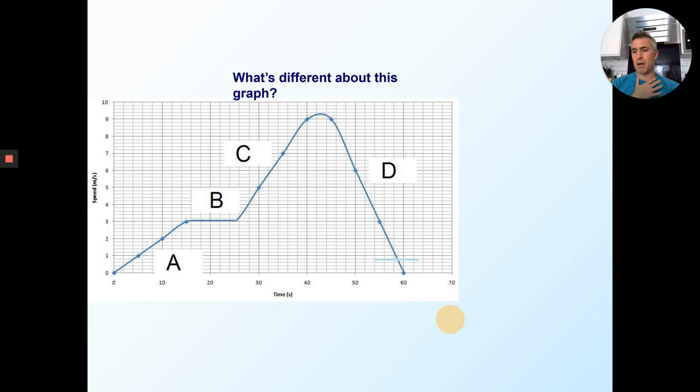What's different about this graph? So what's the difference between this graph and the graph that we looked at before? It's the axes, you say? Yes, correct. The axes. Across the bottom is time. We knew time was going to be on the bottom because we can't control time. Well, you can't. Speed is on the y-axis. It looks the same apart from the word speed, as opposed to distance or displacement. But do they mean different things?